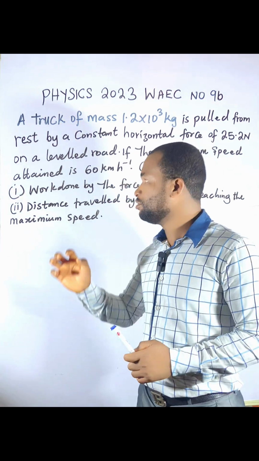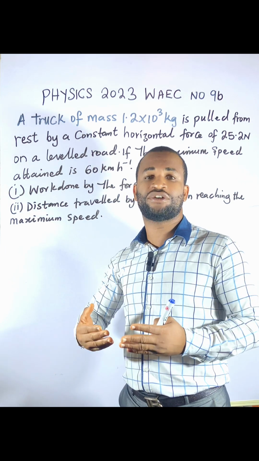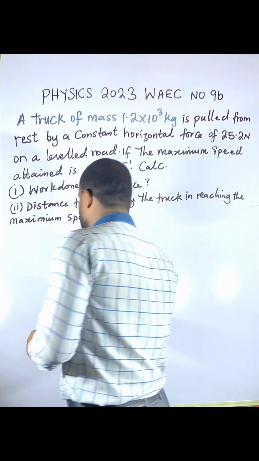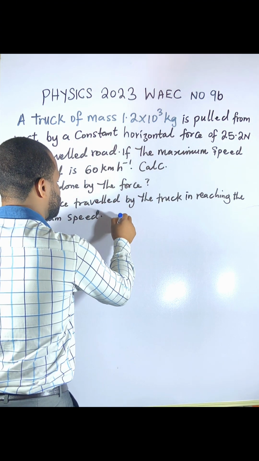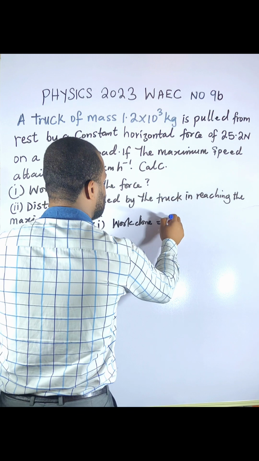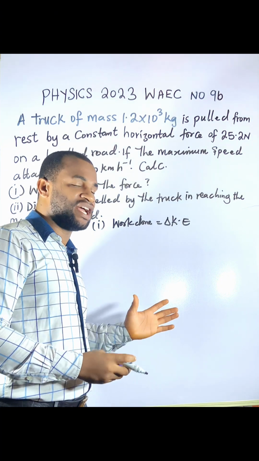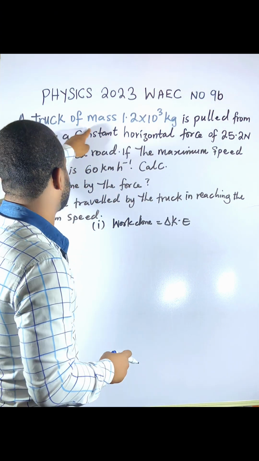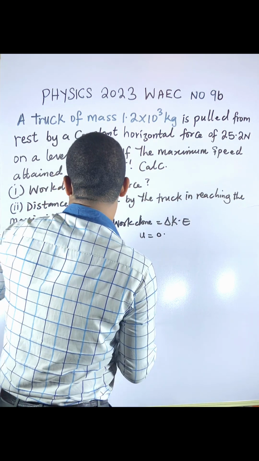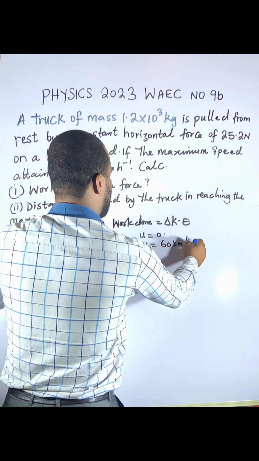Okay, in this question, what you need to know is that work done by a force can also be given as force times distance. Sometimes we say it is change in kinetic energy, and that is the best option I have now. So I am going to say that work done is equal to change in kinetic energy. Now when we talk about change, that means there is final and there is initial. And remember that they said that it started from rest, therefore u is going to be 0. But the final velocity v is going to be 60 km per hour.